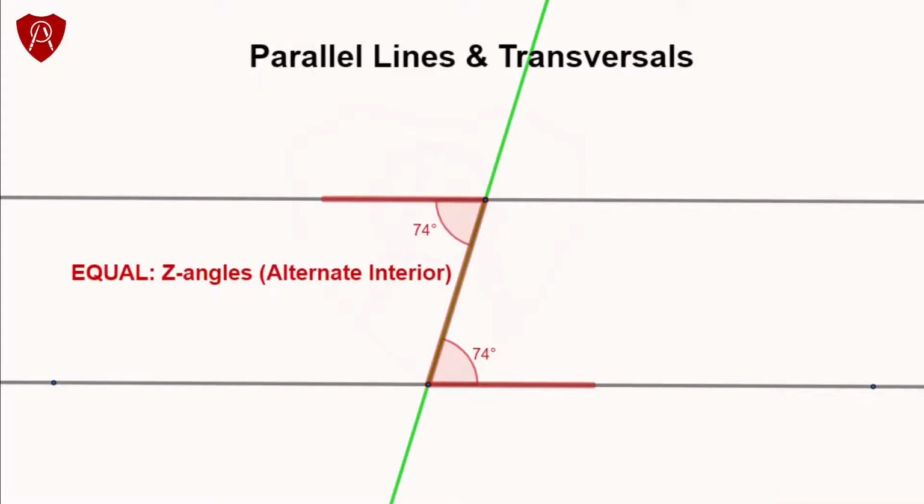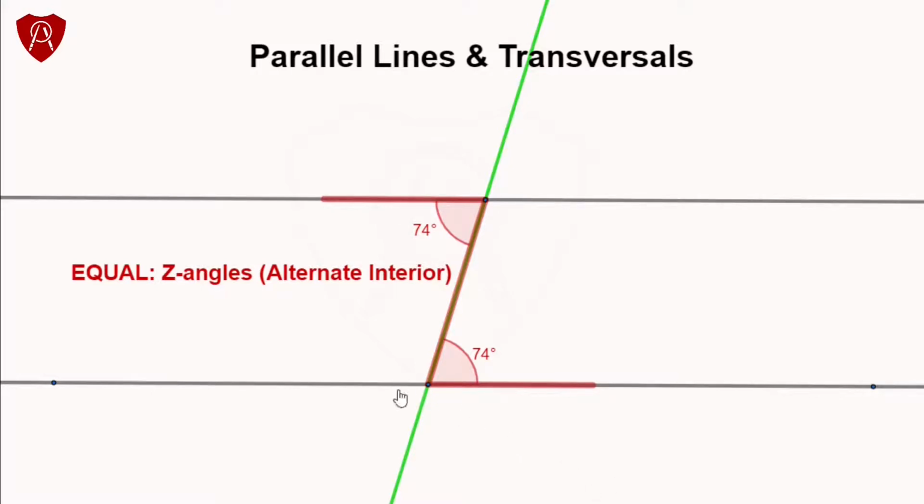Z angles are also equal. Z angles, or alternate interior angles, are these two angles formed on opposite sides of the transversal, but they are both interior angles. So interior because they are both interior to the parallel lines, and alternate because they are on opposite sides of the transversal.